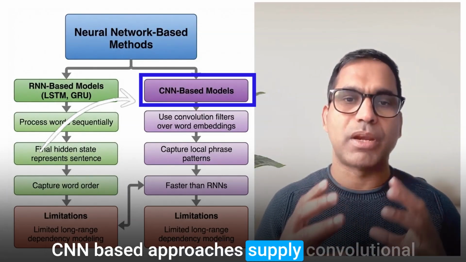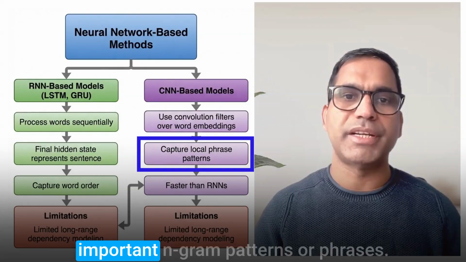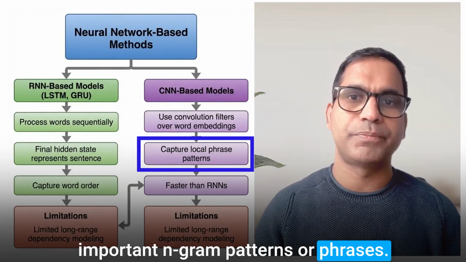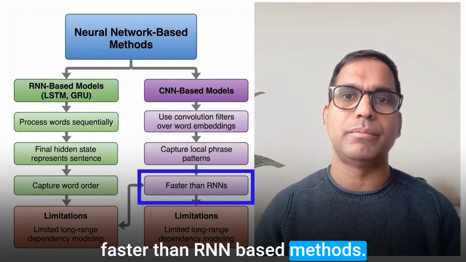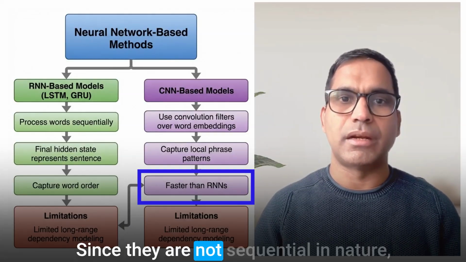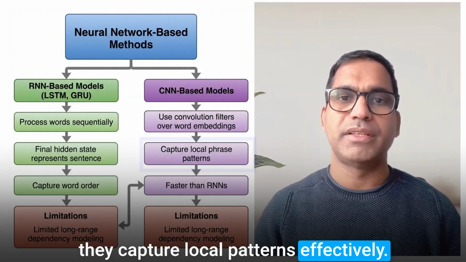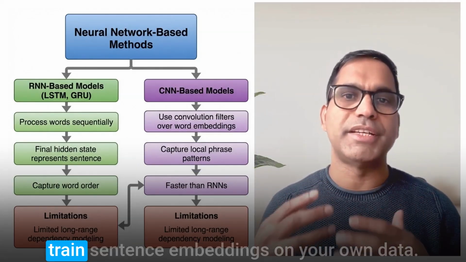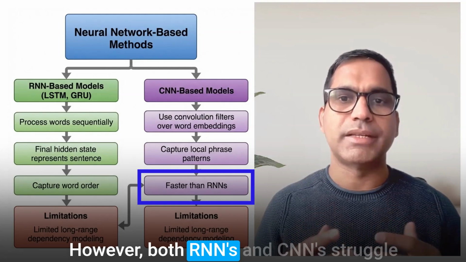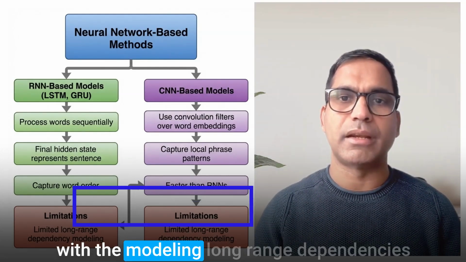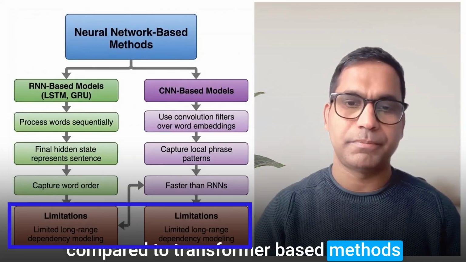CNN based approaches apply convolutional filters over word embeddings to detect important n-gram patterns or phrases. These methods are generally faster than RNN based methods since they are not sequential in nature. They capture local patterns effectively. These methods might be good if you want to train sentence embeddings on your own data. However, both RNNs and CNNs struggle with modeling long range dependencies compared to transformer based methods.